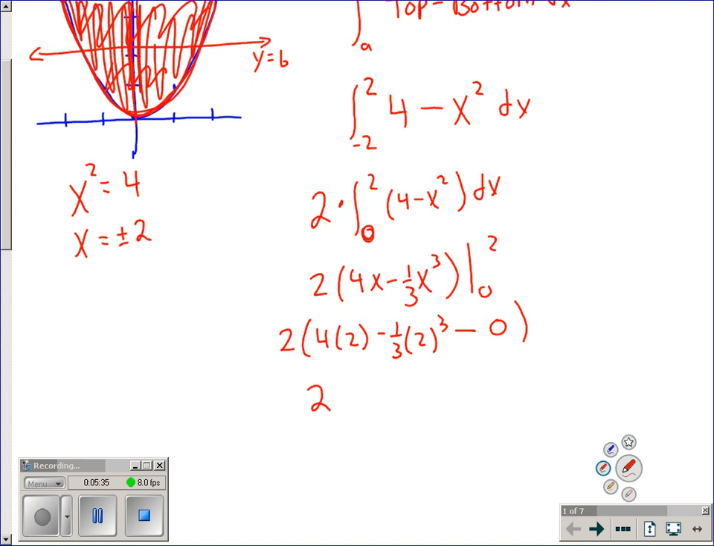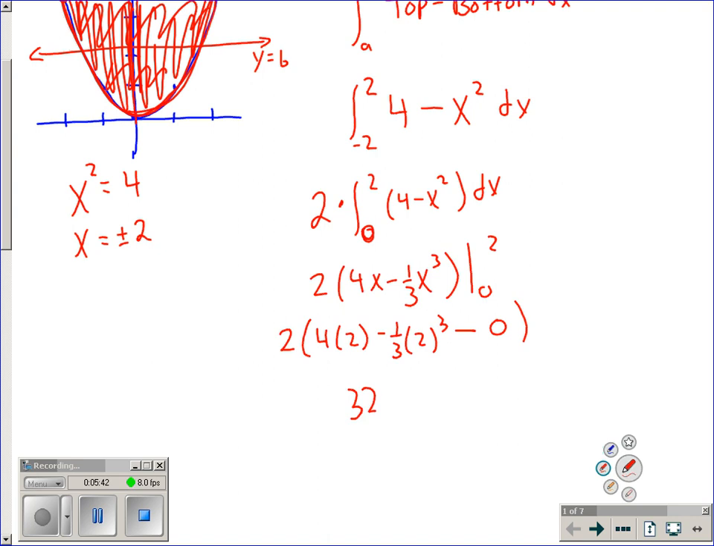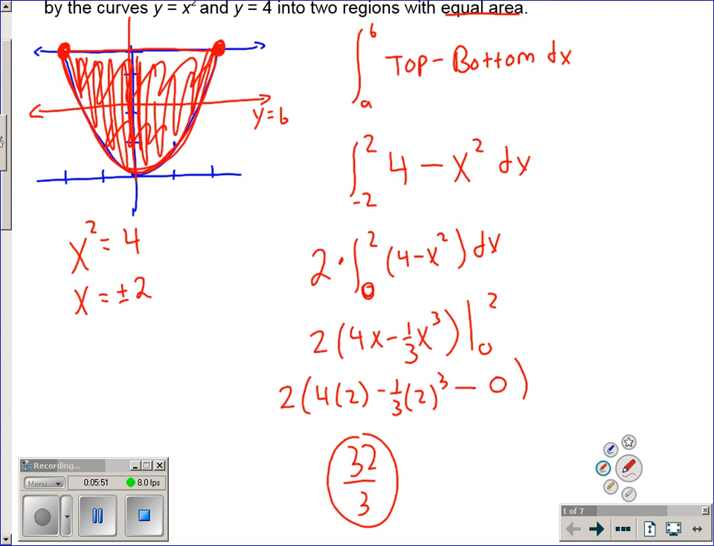So this ends up simplifying down to, and you can do the math yourself or just trust me on it, this simplifies down to 32 over 3. Okay? So what we just did is we found the area underneath the curve. Okay, nothing too bad.